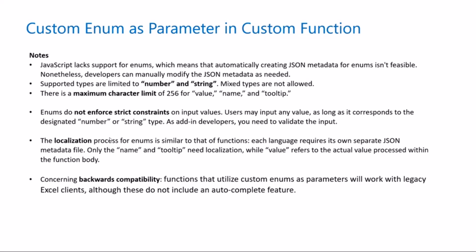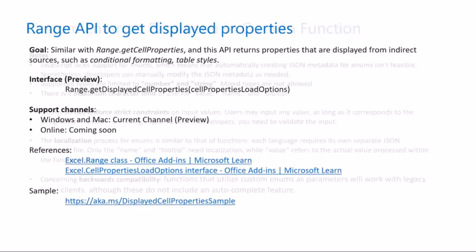And the localization process for enum is similar to that of functions. You need to specify separate JSON metadata for each language. Please note that only the name and tooltip need localization. Those two properties will be shown to the user, but the value refers to the actual value processed within the function body. You shouldn't localize that unless you hope to handle all of such things.